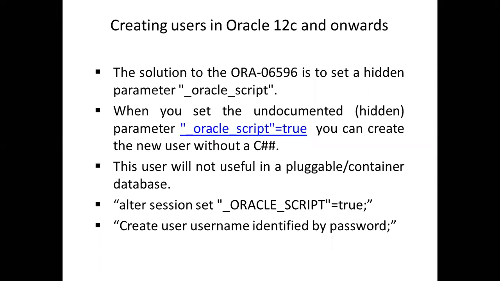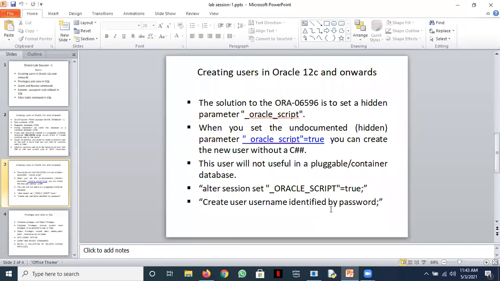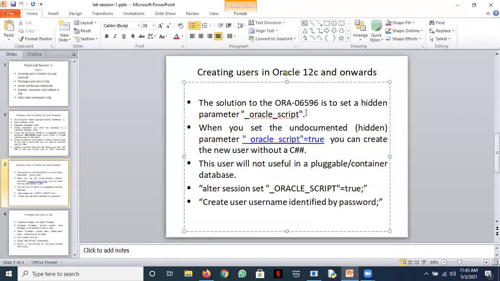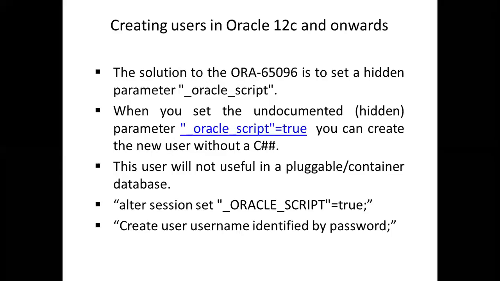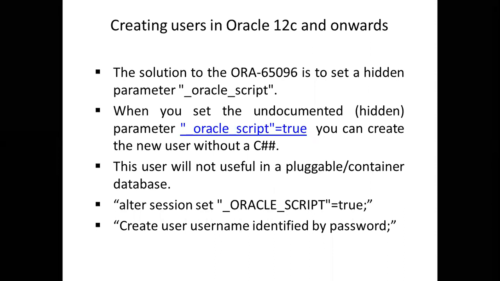So to tackle this ORA-65096, I think it's a mistake here. Just a second. Yeah, 65096, I suppose. This error should be there, right? So the idea is to set this script value, that is, to make it true. Once you do that, then you can create users without a C double hash.